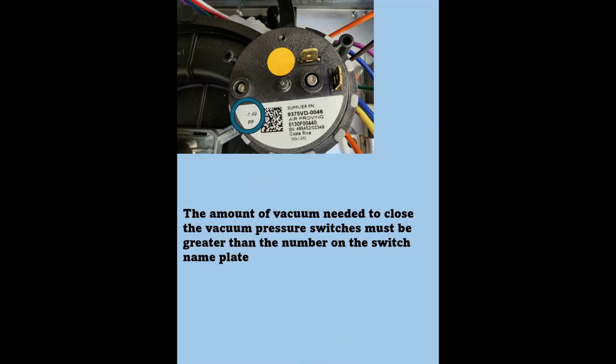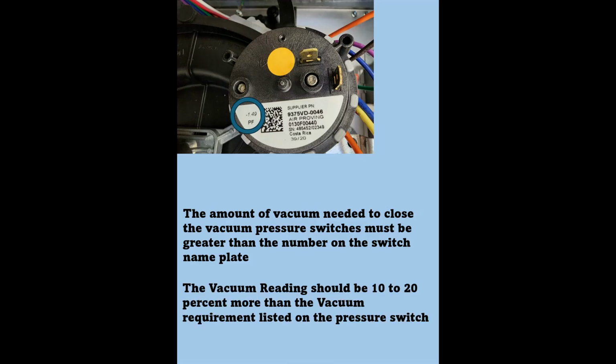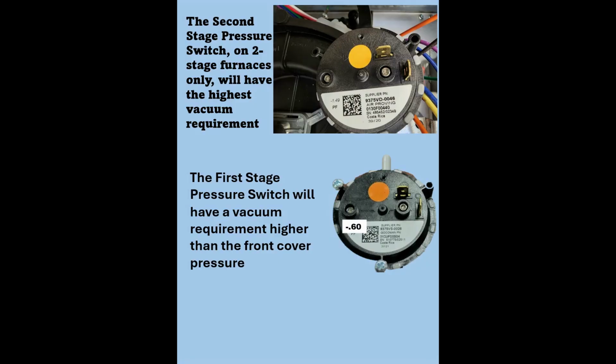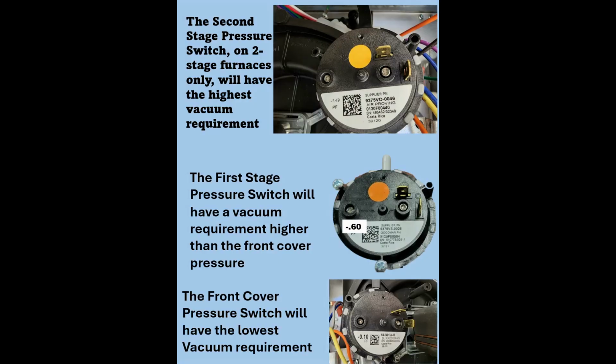The amount of vacuum needed to close the vacuum pressure switch must be greater than the number on the switch nameplate. And as I said earlier, the 10 to 20% more, in fact. The second stage pressure switch obviously has the highest vacuum pressure requirement. And the first stage next, and the lowest is the front cover. And those are usually about just a negative 0.10, not much vacuum pressure at all required.